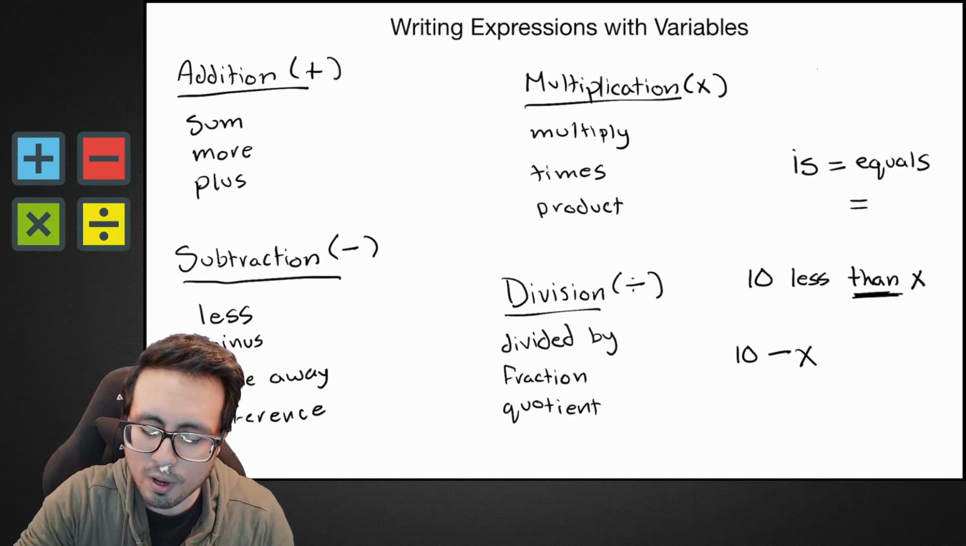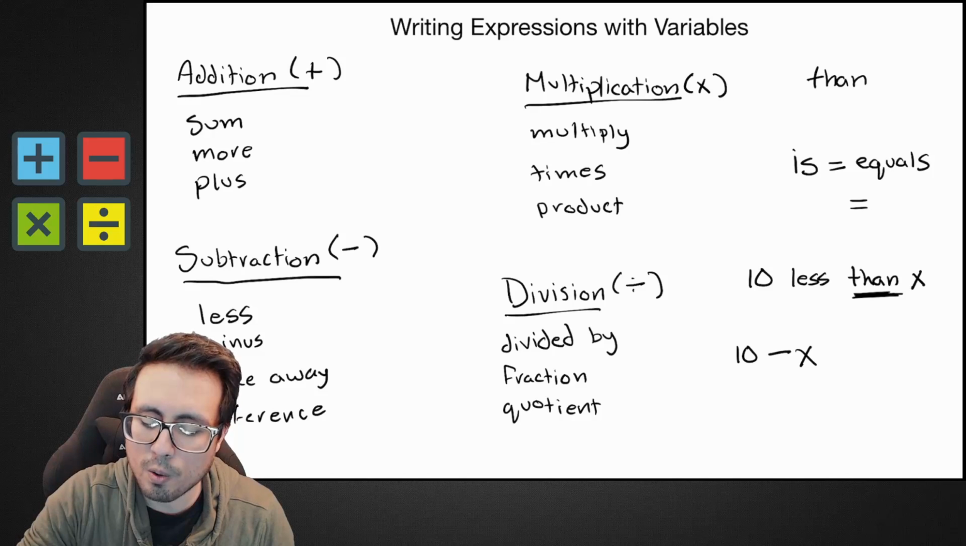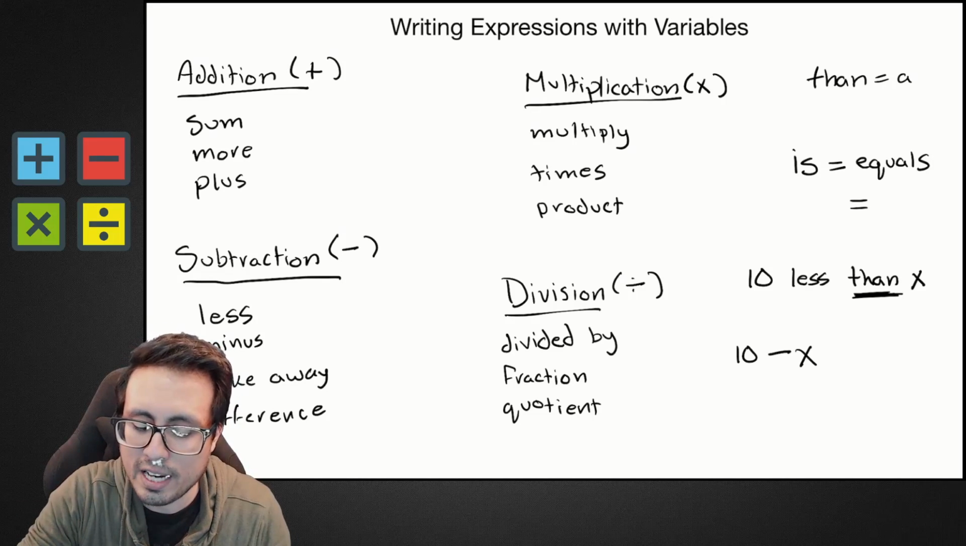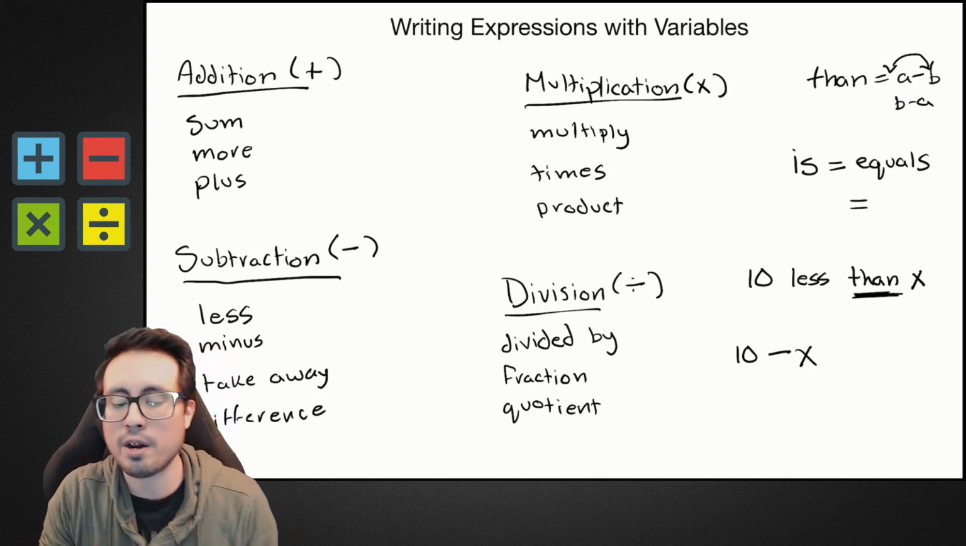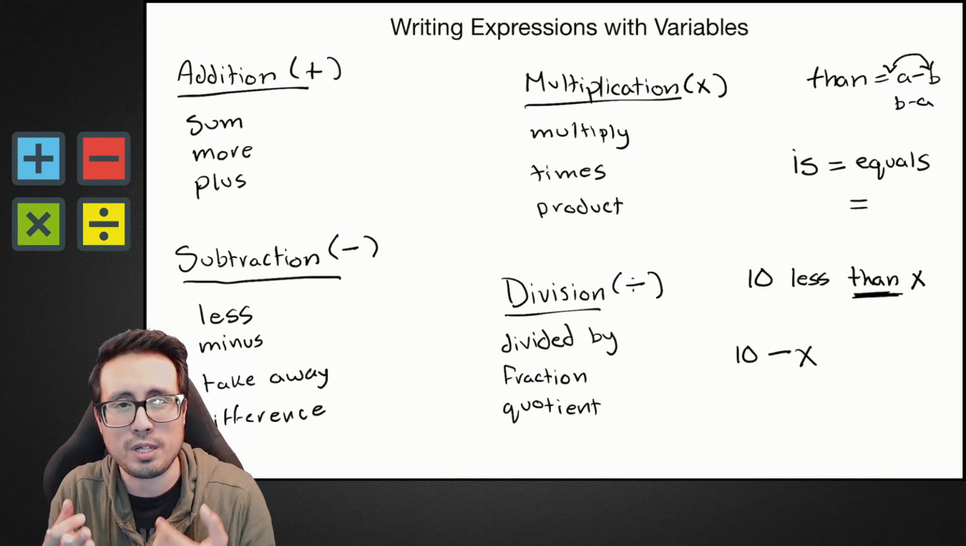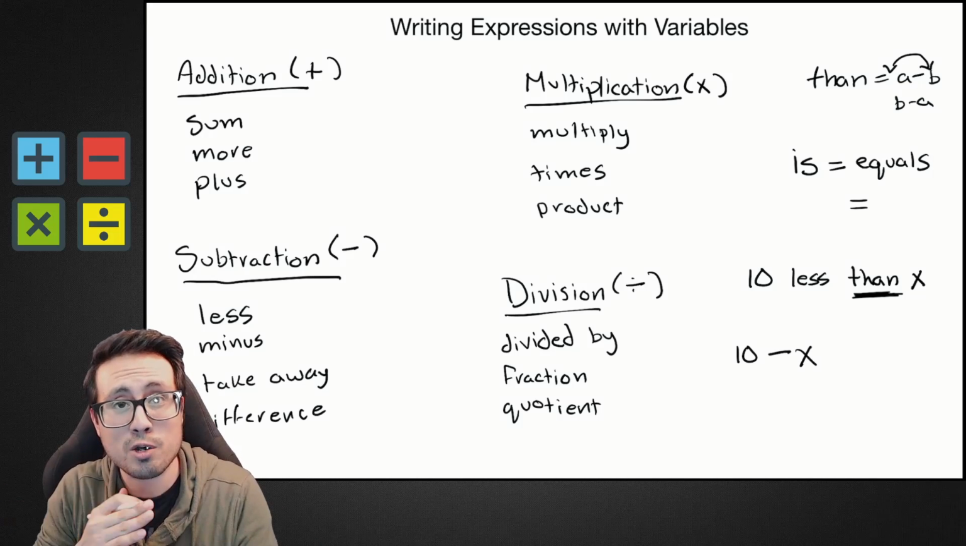Anytime that you see the word than, you're going to swap the terms. So for example, if you had these terms, you're going to swap where they are. So they would turn into b minus a, right? You're going to swap terms. So anytime that you see the word than, you're going to swap them.